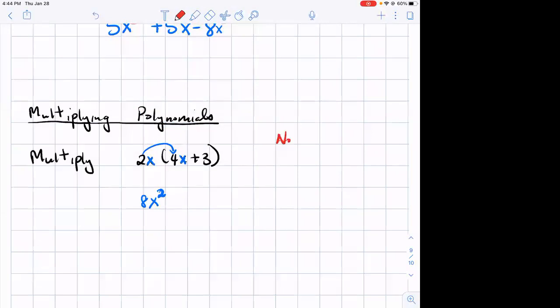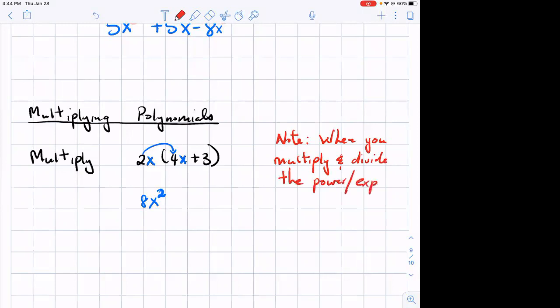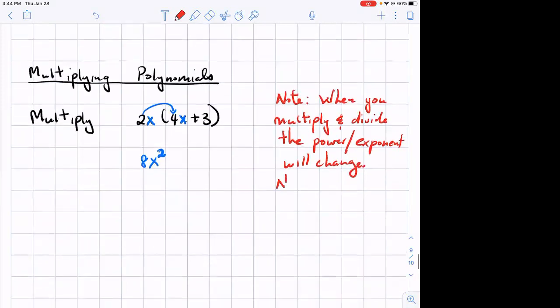Note, when you multiply and divide, the power, or exponent, will change. And this is not so for addition and subtraction.